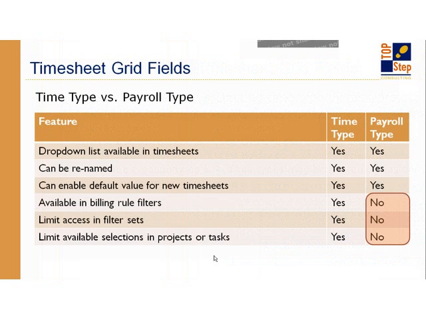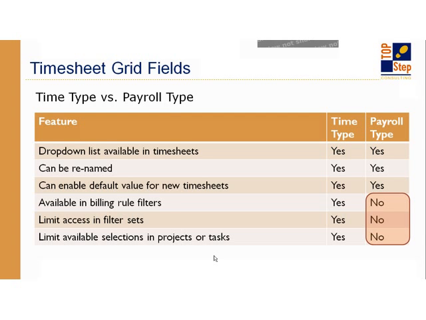So here's a quick side-by-side comparison of the differences between time type and payroll type. The top three lines there, you can rename them both. They're both available in timesheets, or you can make them available. You can have default values when people create a new timesheet, so that anytime you create a new timesheet, it can be pre-populated with whatever value they select. The difference is, though, payroll type is significantly limited because you can't filter billing rules based on it. You cannot limit access in filter sets, and you cannot limit the available selections in projects or tasks.